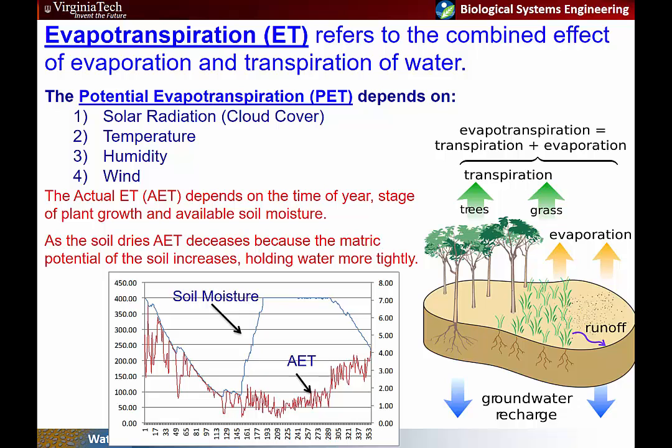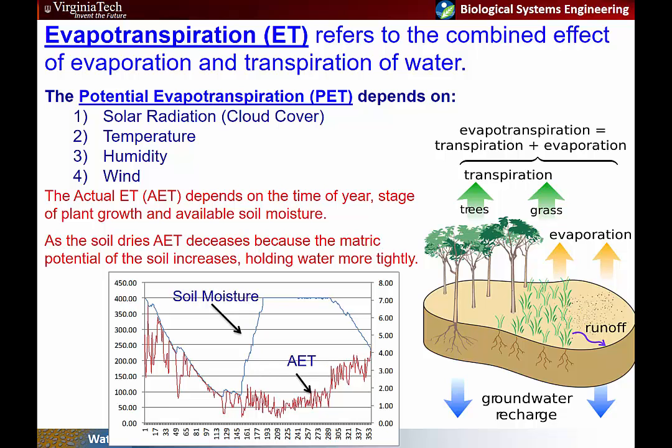The second is called actual evapotranspiration, and this really depends on the time of the year, the stage of plant growth, and the available soil moisture. So the actual evapotranspiration changes over time. It'll change every day. It'll change over the course of the day based on these factors: time of year, stage of plant growth, and soil moisture. So again, we saw that in that other figure, but as the soil dries out, AET, actual evapotranspiration, will decrease because the matrix potential of that soil increases. So the soil is holding that water more tightly. You're going to have lower actual evapotranspiration rates.